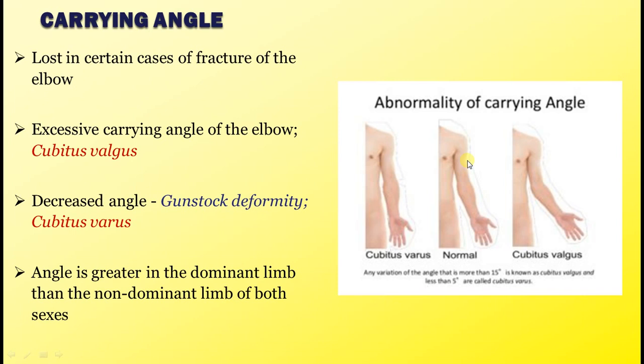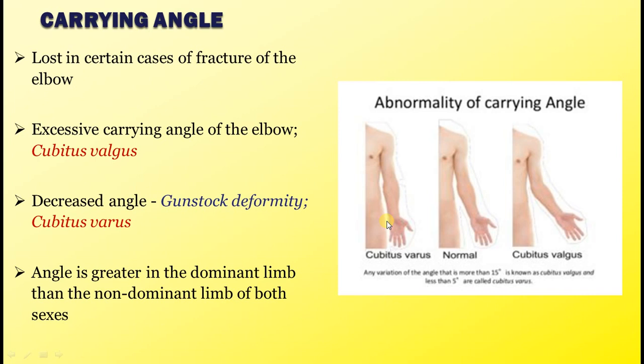Now, when there is an increase in angle or when there is a decrease in angle, you call it cubitus valgus and cubitus varus. Okay. So, cubitus valgus and cubitus varus. Increase in the angle is called cubitus valgus and decrease in the angle is called cubitus varus. So, this might occur in the fractures of the elbow. The carrying angle might disappear.